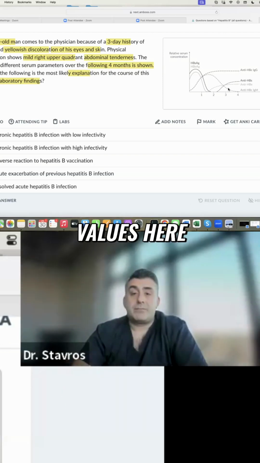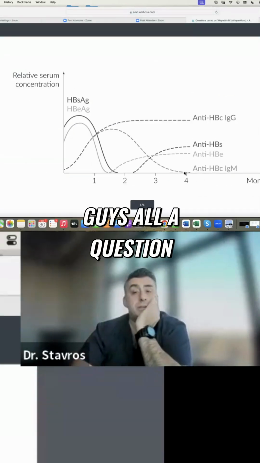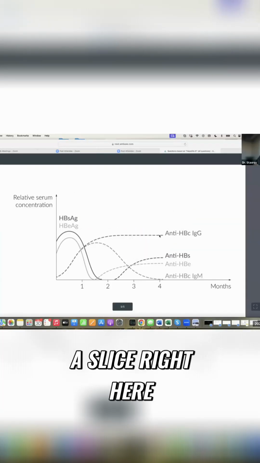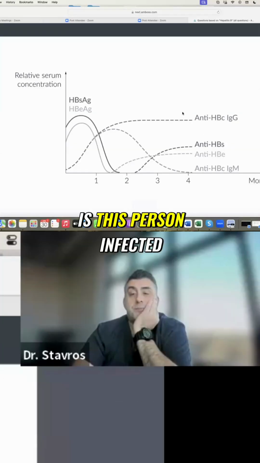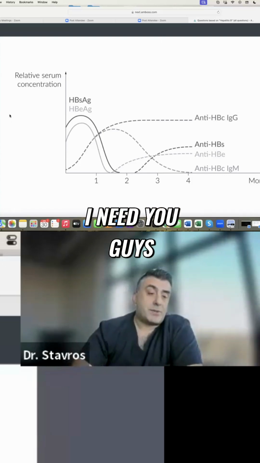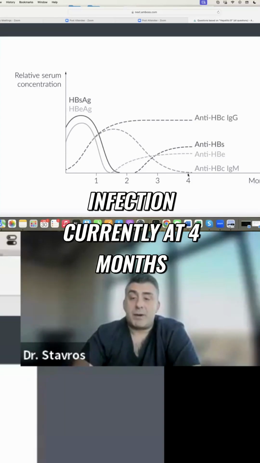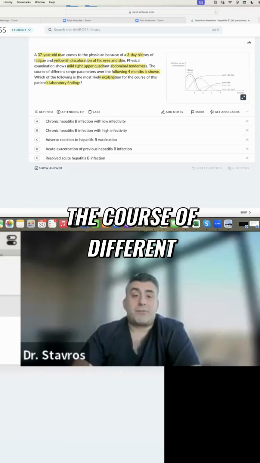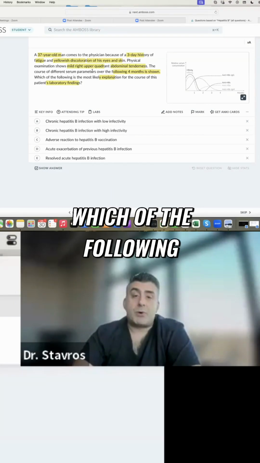Look at the lab values here. It's actually just lab here, right? Check this out. 4 months. May I ask you guys all a question? It says in the following 4 months. So if I take a slice right here, at this point in time, is this person infected or not? Is this an actual active infection? I need you guys to put it in the chat below. Tell me, is this person infected, yes or no? Do they have an infection currently at 4 months? Because they ask for the next 4 months, right? This is what the question asks. The course of different serum parameters over the following 4 months is shown. Which of the following is the most likely explanation?